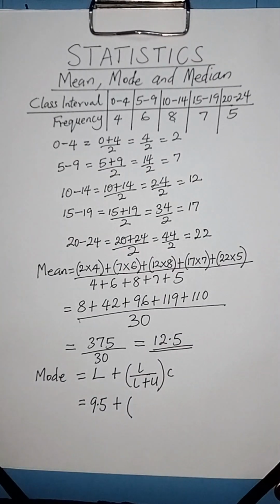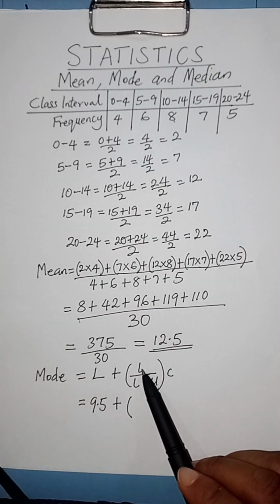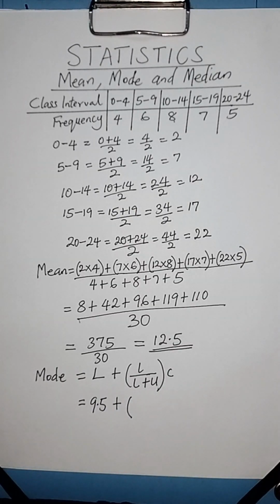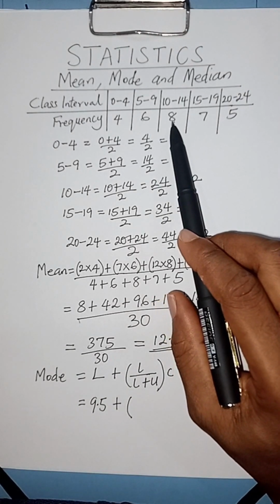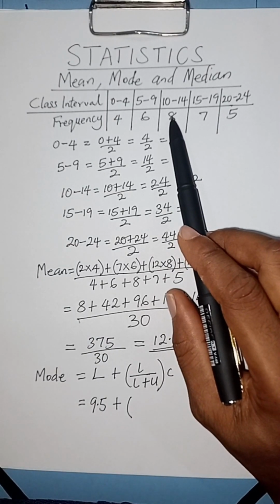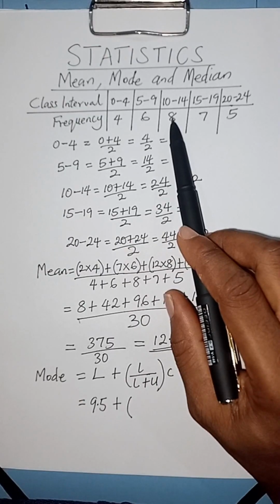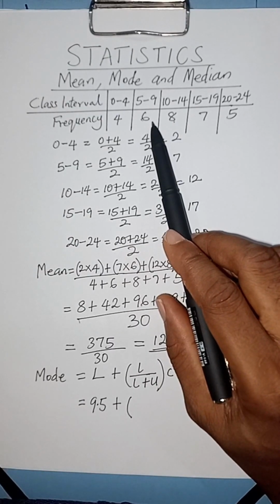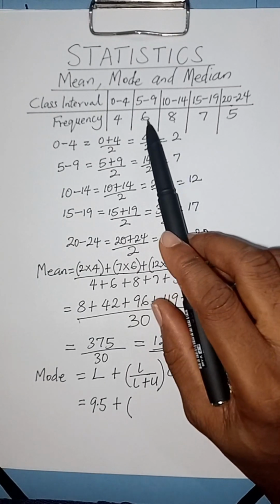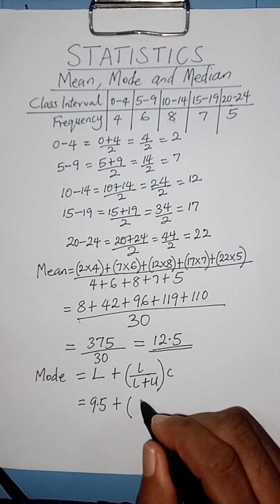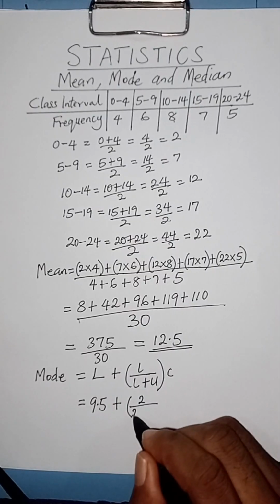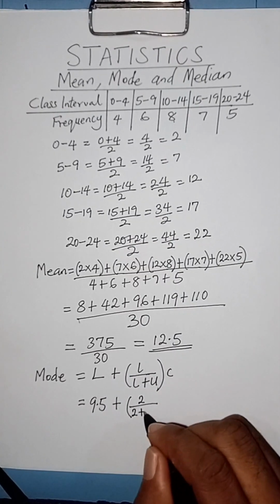Open brackets. What does this lowercase l stand for? The l stands for the difference in frequency on the lower boundary. So in this case, this is the modal class interval, remember. So the l stands for the difference between the frequency of the modal class interval and the frequency of the lower boundary. So this is 8 minus 6, and that gives me 2. Divide. This is also 2 because these two are the same, plus u.